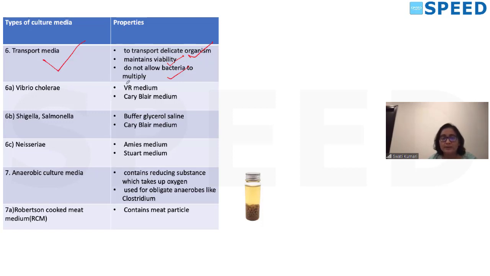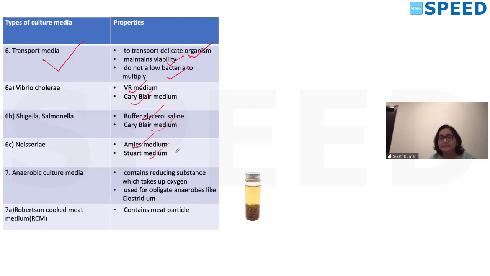So for Vibrio cholera, we have VR, Venkatraman Ramakrishnan medium. We have Cary-Blair medium. For Shigella, Salmonella, we have buffered glycerol saline and Cary-Blair. Okay. For Neisseria, we have Amies media and Stuart medium.